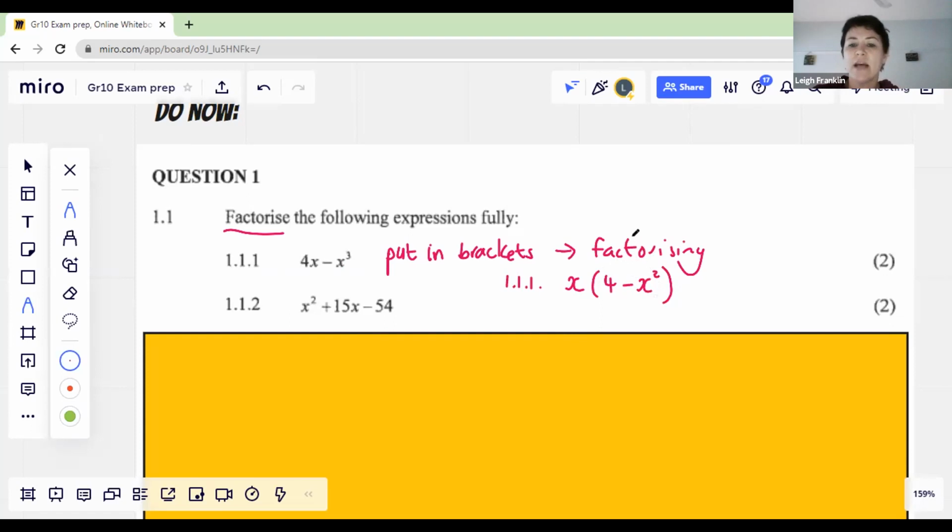Because what is inside the brackets is called, does anybody know? Does anybody know what kind of factorizing we call that? Difference of 2 squares. Difference of 2 squares, Sam. Yes, difference of 2 squares. Does that sound familiar to everybody else? Can you just give me a thumbs up? Yes, you've heard that before. Okay, thank you.